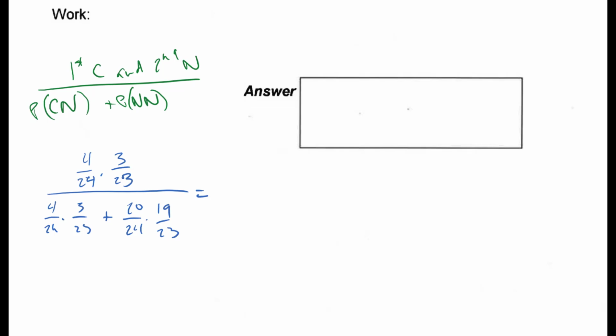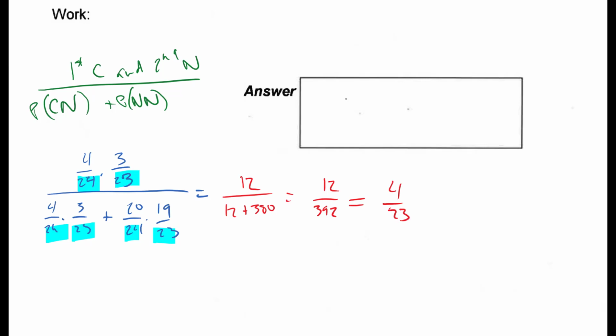I'm noticing that all of these have the same denominator, so that's going to end up disappearing overall. So this is going to end up being, let's see, 4 times 3, so that'll be 12 plus, oh gosh, 380? So I get that being 4 over 23.